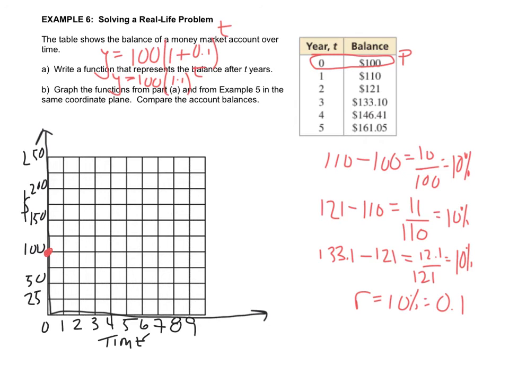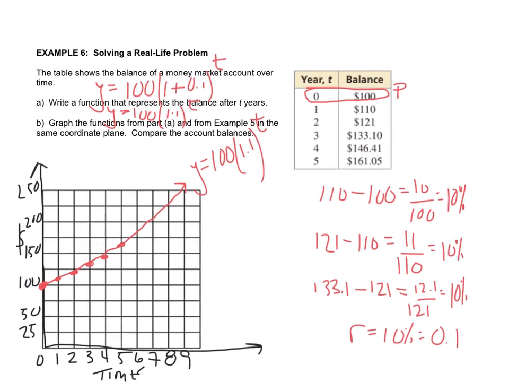Then I go 1, 110, which is going to be somewhere around there. Then I'm doing 2, 121, which is still right about there. 3, 133, right about there. 4, 146. And 5, 161. Okay, and then I can draw my curve, something like that. So this would be the function y equals 100 times 1.1 to the t.